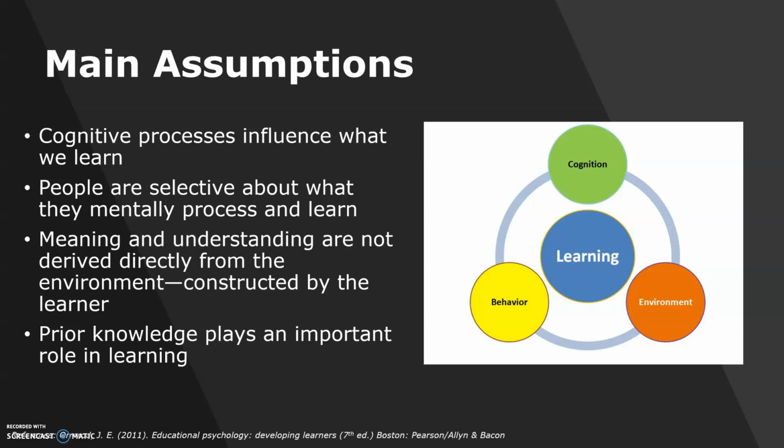Some other assumptions: cognitive processes influence what we learn. People are selective about what they mentally process and learn. Meaning and understanding are not derived directly from the environment. They are constructed by the learner. And again, that goes back to that definition: constructed by that learner through thinking, reasoning, and remembering. Prior knowledge plays an important role in learning.